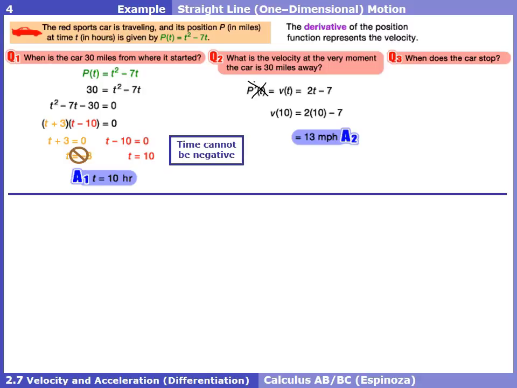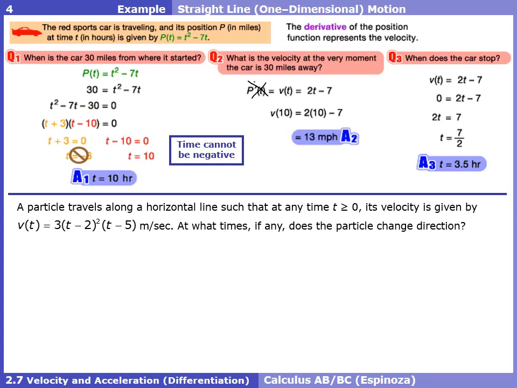The last question is, when does the car stop? Well, just like you've seen in some of the previous slides that we've been talking about, it's when velocity is 0. When velocity is 0, we know our particle, or in this case, the car, has stopped. So since we know our velocity function is 2t minus 7, we need to set that equal to 0 so we can figure out when velocity is 0. Of course, that's an easy little equation to solve. We see that the time when velocity is 0, or when the car stops, is at 3.5 hours into this trip.